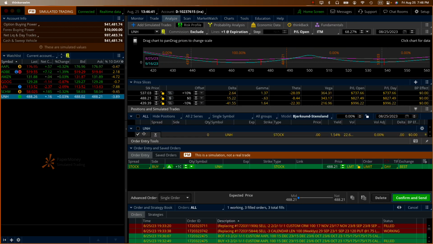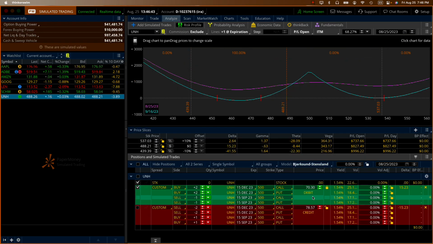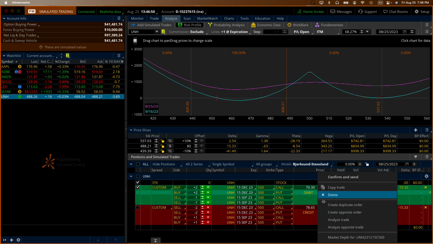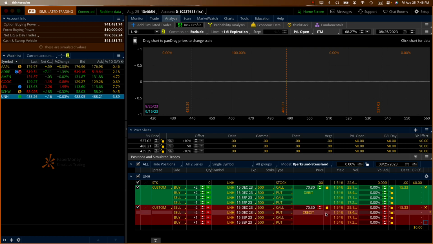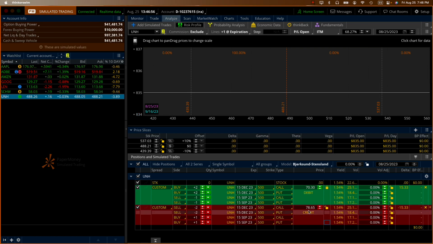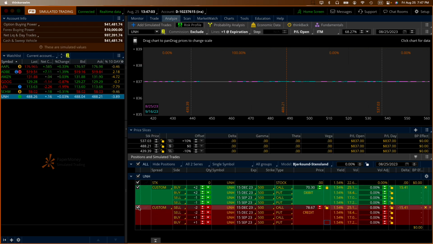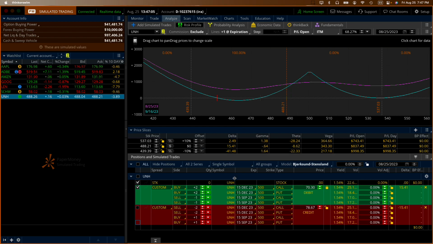UNH. This also looks good. This is the original trade, and I can simply say analyze opposite, and this gives me this trade, and then unlock it. And if I were to sell that position, I would sell it with a profit of $835. Am I content with that?